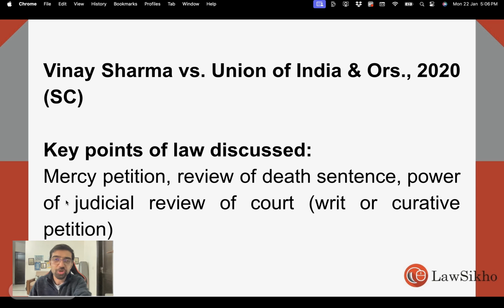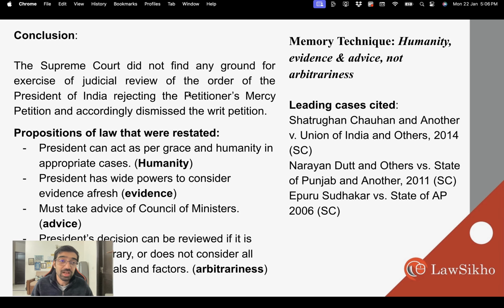Vinay Sharma versus Union of India, 2020 Supreme Court, key points of law discussed: mercy petition, review of death sentence, power of judicial review of court, writ or curative petition. For both, they had some opinions on that. Conclusion: Supreme Court did not find any ground for exercise of judicial review of the order of President of India rejecting the petitioner's mercy petition and accordingly dismissed the writ petition.